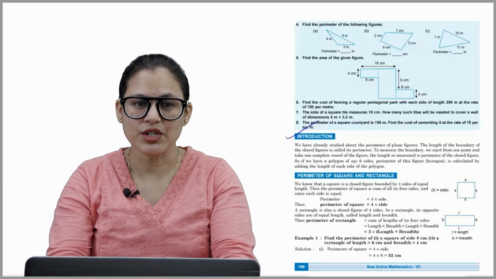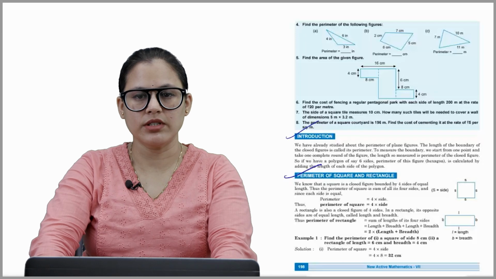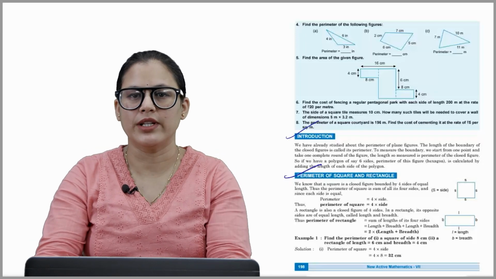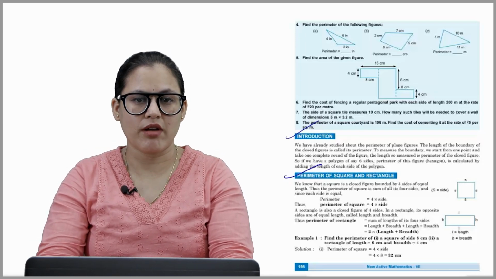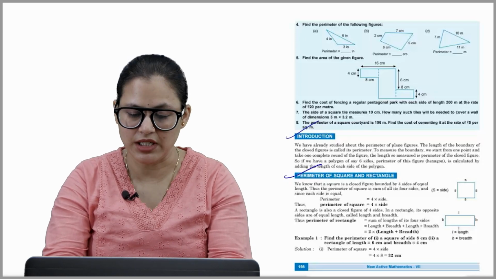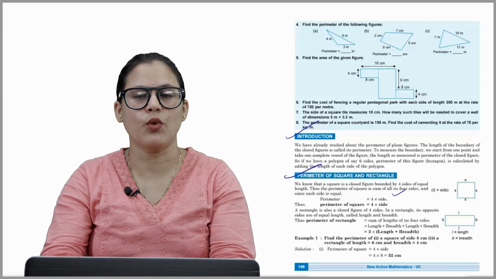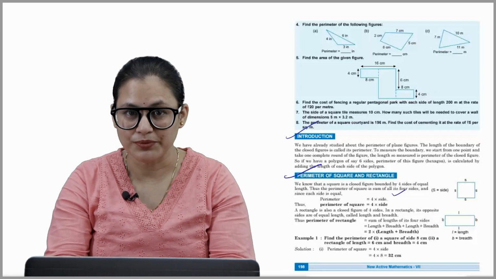Okay, perimeter of a square and rectangle. We know that a square is a closed figure bounded by 4 sides of equal length. Thus, the perimeter of a square is sum of all its 4 sides, and since each side is equal, perimeter is equal to 4 into side. Okay, so the perimeter of a square is what? 4 into side, which you already know.